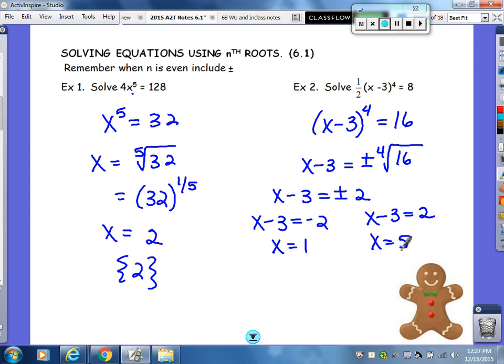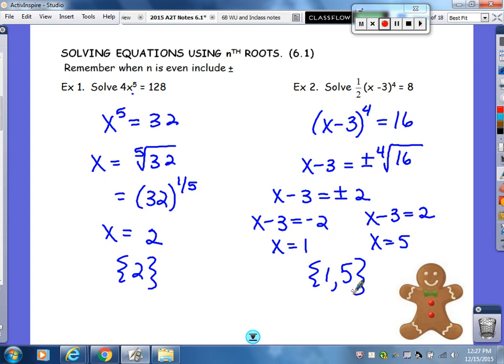All right, let's check both of them. Putting in 1: 1 minus 3 is negative 2, to the 4th power is positive 16. Half of 16 is 8, so 1 works. Let's try 5. 5 minus 3 is 2. 2 to the 4th power is 16. Half of 16 is 8. So that one works. So just like I said, be careful when you need a plus or minus.